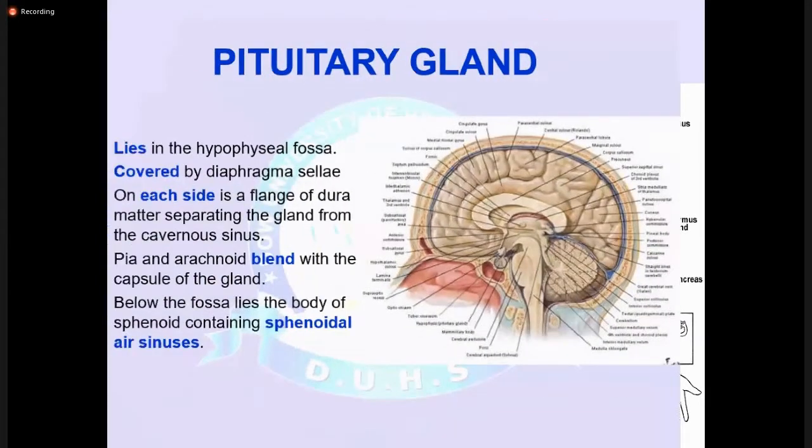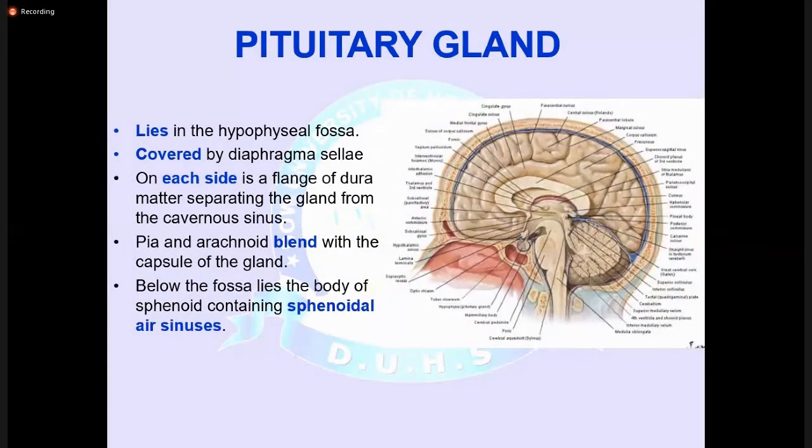I think the arrangement should have been changed. First, we should have discussed the hypothalamus. Again, it's one of the later slides that's going to come forward. So we are going to start with the pituitary.